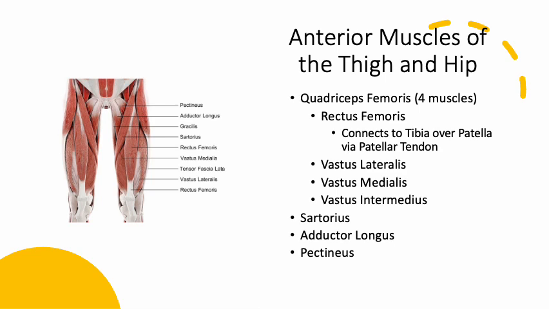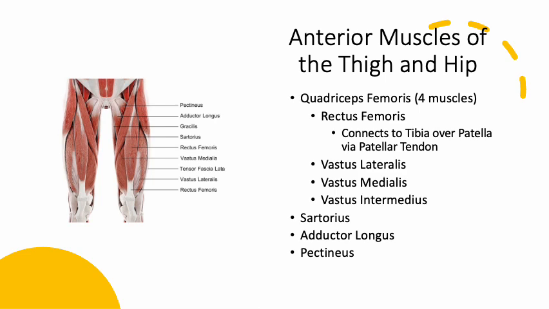The last one is the vastus intermedius. This one's not in the picture, but it's going to be in between. If you move the rectus femoris, you can see it. On the leg diagrams that I give you, you'll be able to see it a lot easier. But it's going to be kind of below the rectus femoris, in between the medialis and the lateralis.